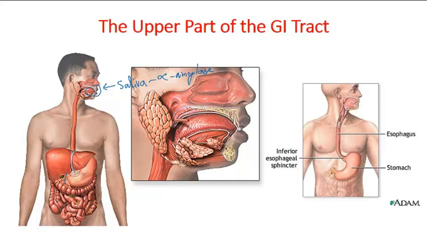The partially digested bolus, we can say partially digested because it's mixed with amylase. This partially digested bolus of food is then moved from the mouth to the esophagus. The esophagus is the connecting tube between the mouth and the stomach. Okay.